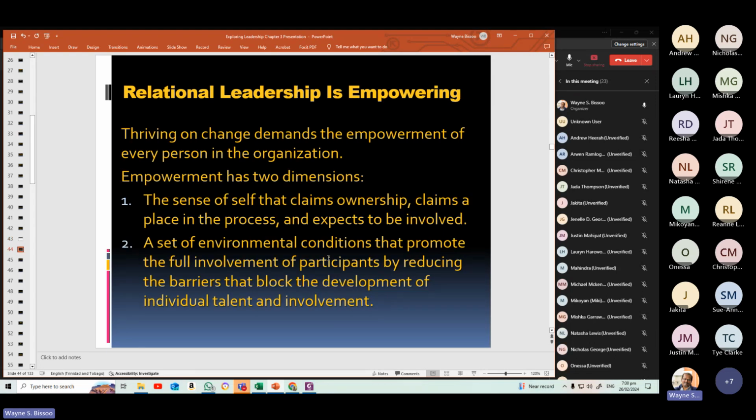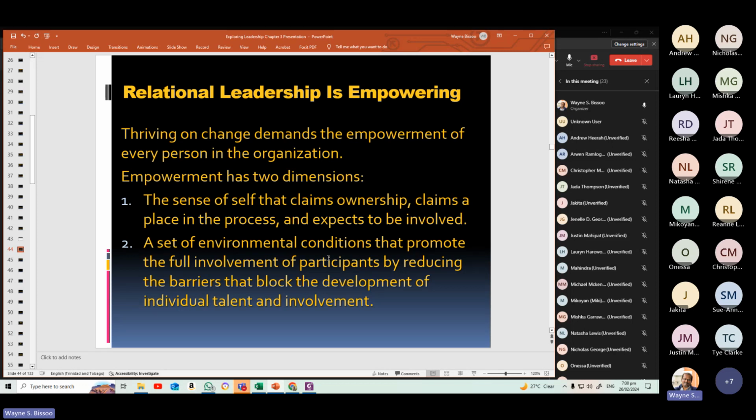All right, so now we move on to relational leadership is empowering. It's empowering in the sense that we need people in our organizations to be capable and willing to take over the organization when you leave, in essence. That cannot happen if you are holding all of the decision making to yourself, all of the skills to yourself, and you're not preparing for succession moving forward.